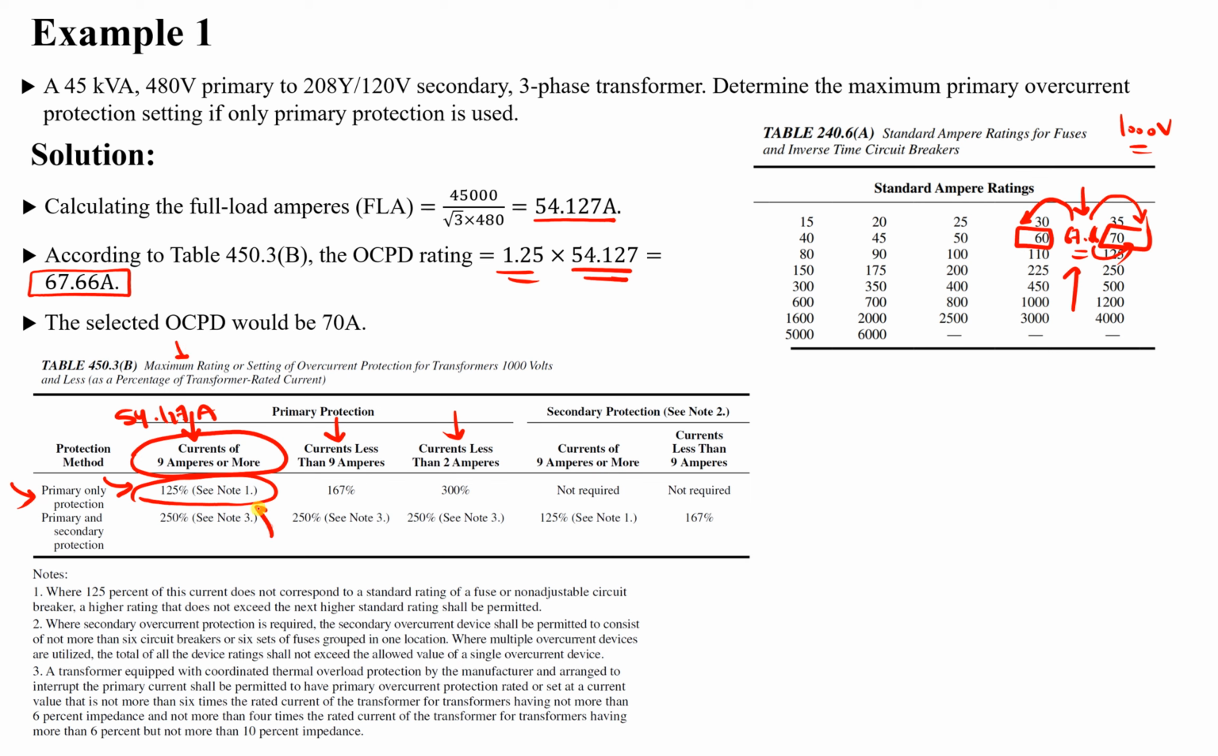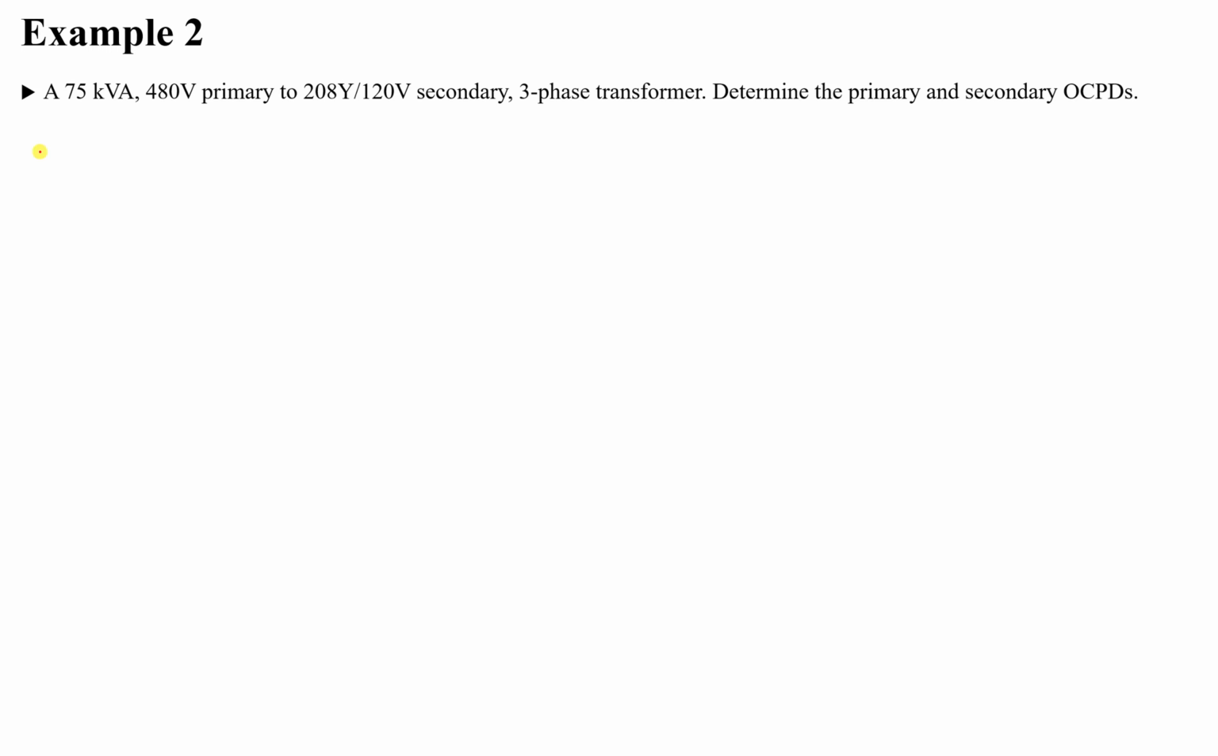However, note 1 for 125 is an exception to this rule. This one too is an exception to this rule. So let's have another example. A 75 kilovolt ampere, which is the rated power of the transformer, 480 volt to 120 volt secondary. This is the line-to-line voltage, and this is the phase voltage. Determine the primary and secondary overcurrent protection device.